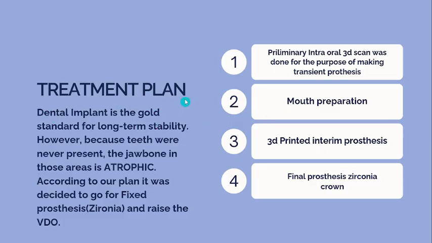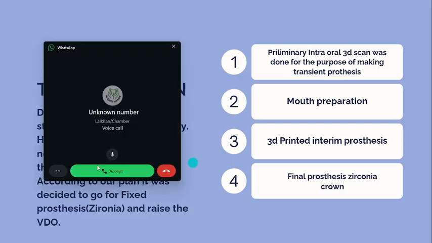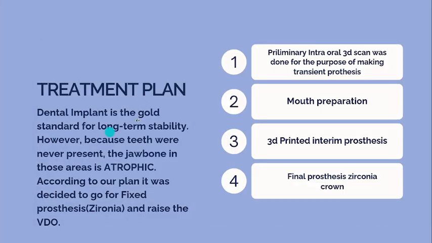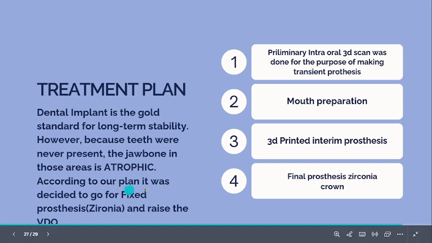In textbooks and journals, you'll find that the dental implant is the gold standard for long-term stability as a treatment plan. However, because the teeth were never present, the jawbone in those areas was atrophic. According to our treatment plan, we decided to go for a fixed zirconia prosthesis and raise the vertical dimension of occlusion.